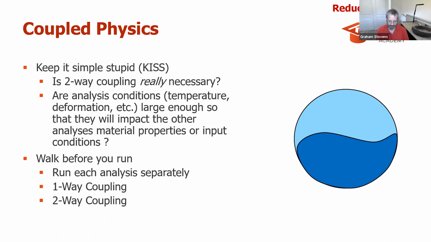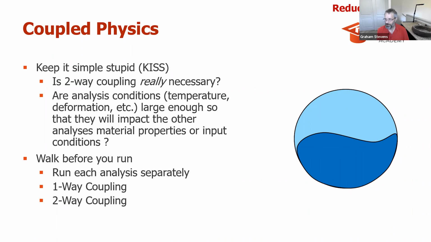But that only is valid if the temperature range is really extreme relative to how much those properties change over temperature. So you just want to be aware of that and try and eliminate the need for two-way coupling if possible.